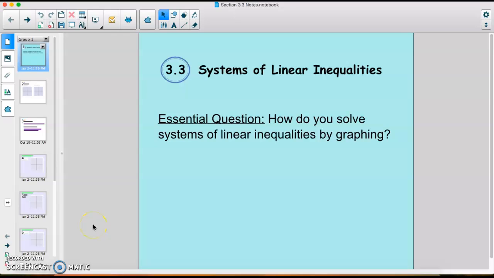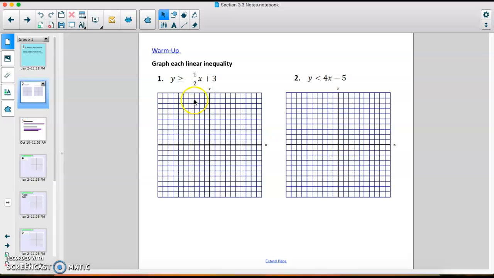All right, welcome to 3.3 Systems of Linear Inequalities. Our essential question: how do you solve systems of linear inequalities by graphing? We're going to skip the warm-up, but as a reminder, some important things.